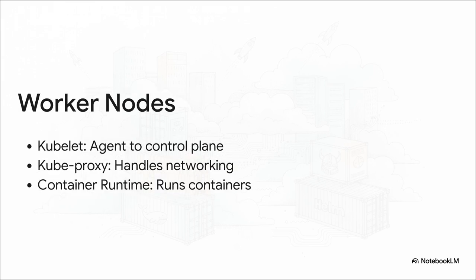And where do those pods actually run? They go to the worker nodes. If the control plane is the brains, these worker nodes are the muscle where the application actually lives. Every single worker node has a kubelet, which is basically an agent that constantly reports back to the control plane. It's also got kube-proxy to handle the network traffic, and a container runtime like Docker, for instance, which is the thing that actually executes your application.